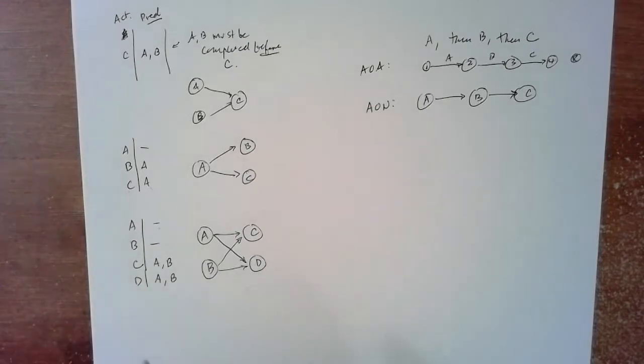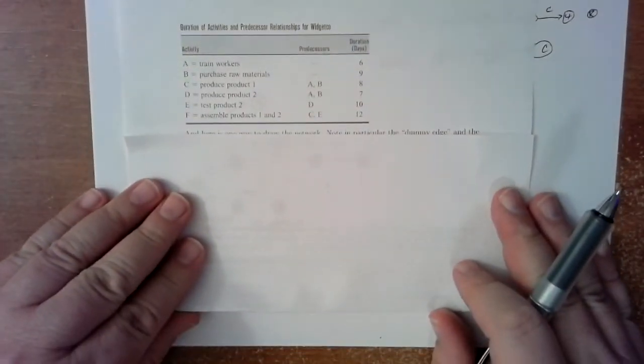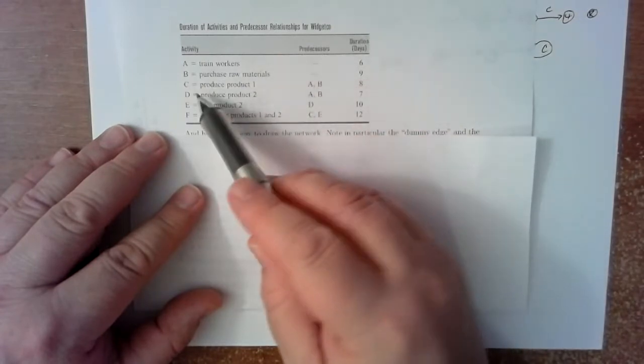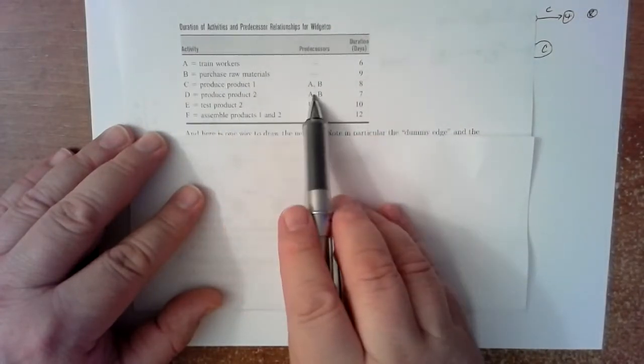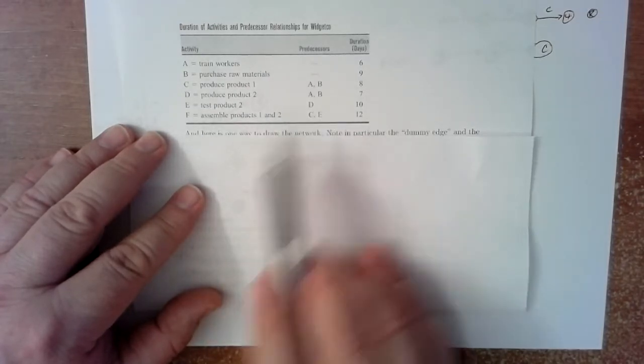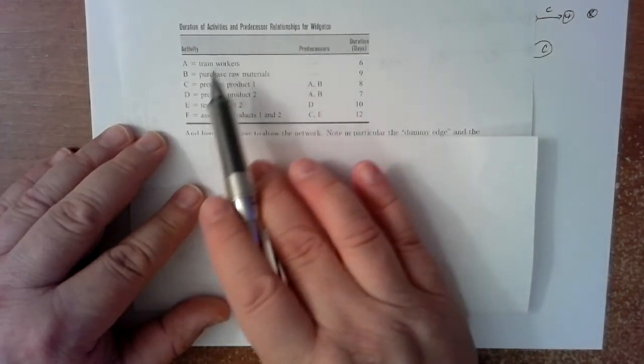Okay, so before we finish this page, let's expand our understanding. Maybe I'll use this from the book. I'm going to do this the old-fashioned way. So this is the table from the book. You see A doesn't have a predecessor, B doesn't have a predecessor, C has A and B, D has A and B, by the way, we just worked with that, right? And then E has predecessor D, and then F has predecessor C and E. So you should pause the video and see if you can draw the network diagram for this picture.